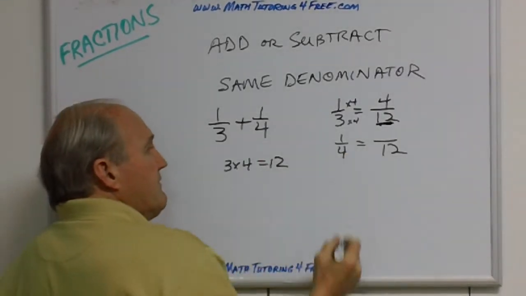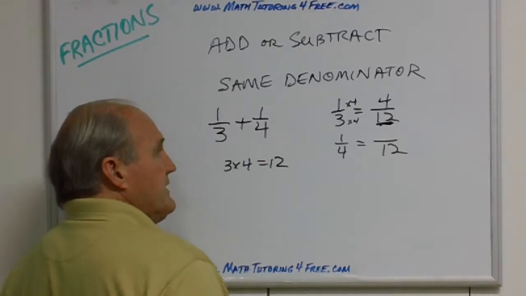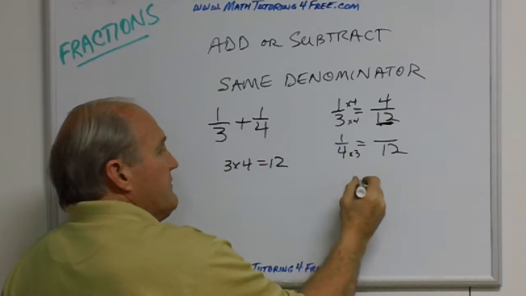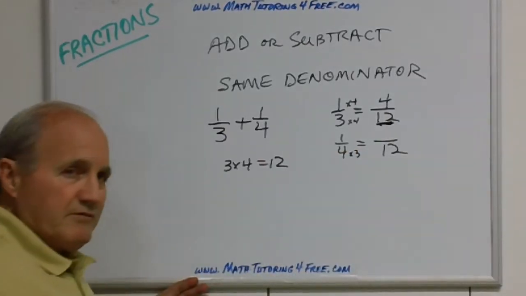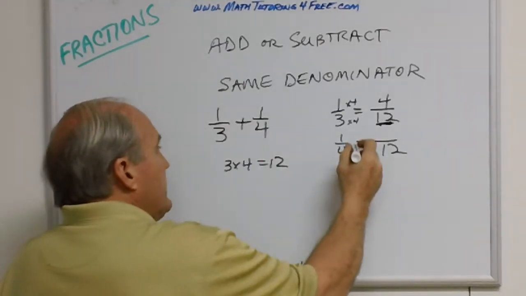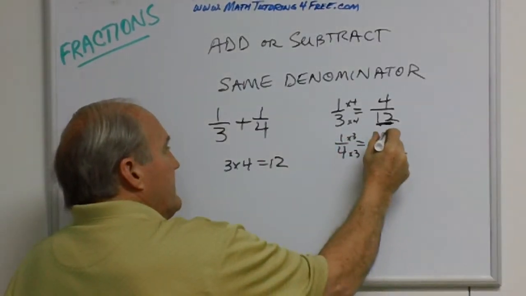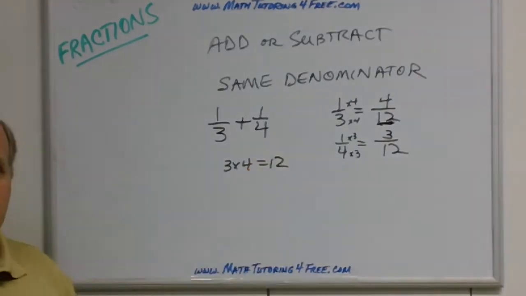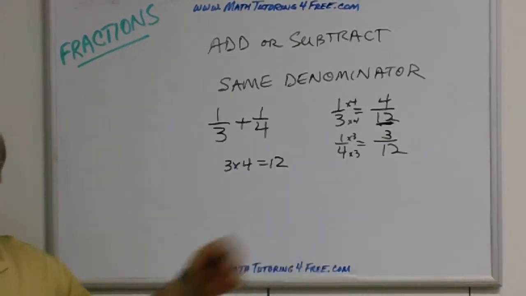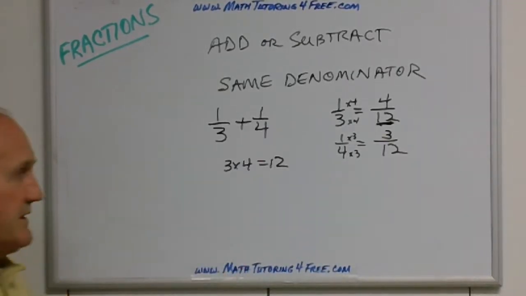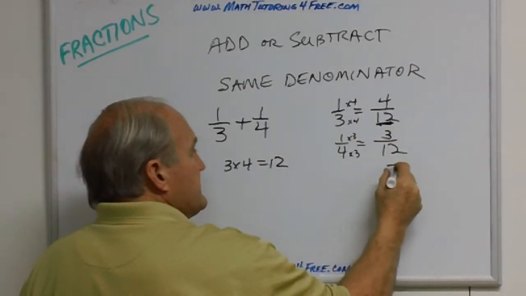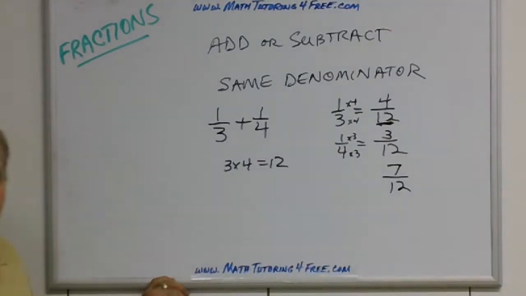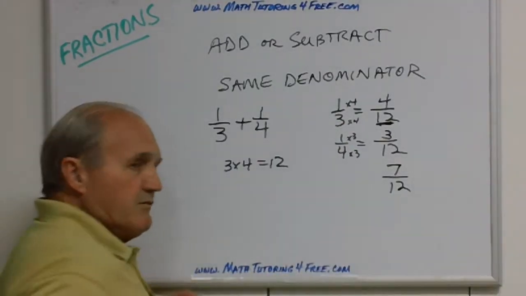What do we do with 4 in order to get 12? 4 times what is equal to 12? 4 times 3 is equal to 12. If we multiply the denominator by 3, we also have to multiply the numerator by 3, and therefore 1/4 is equal to 3/12. Now that both fractions have the same denominator, to add the two together we just add the numerators. 4 plus 3 is 7. So 1/3 plus 1/4 is equal to 7/12.